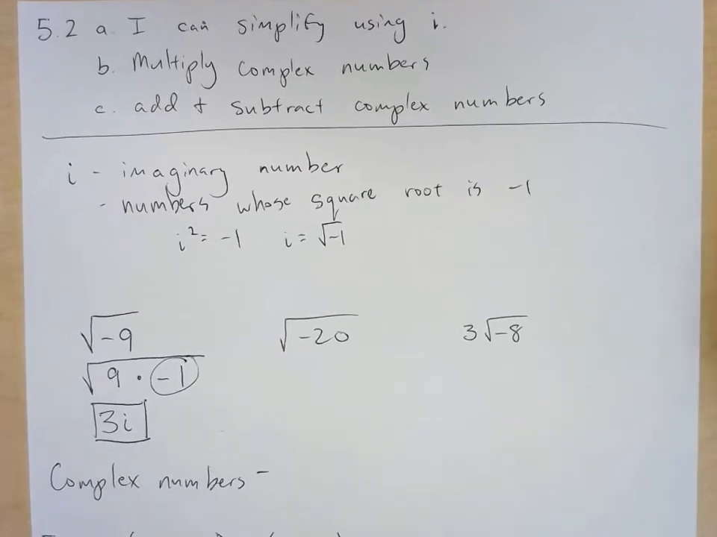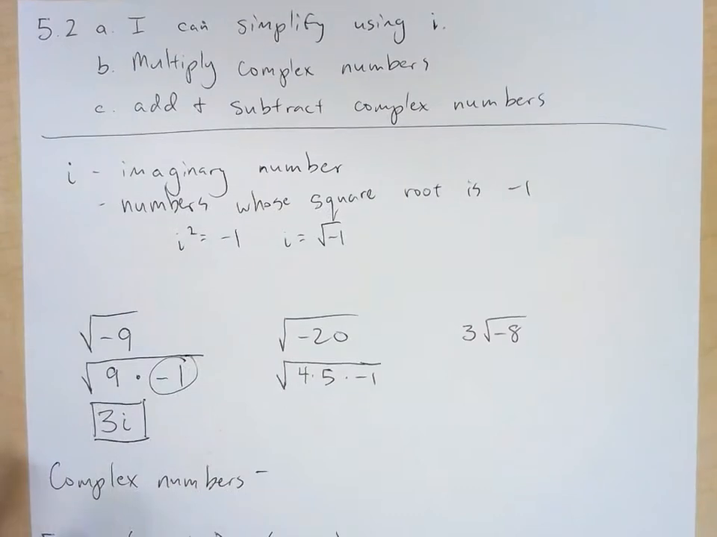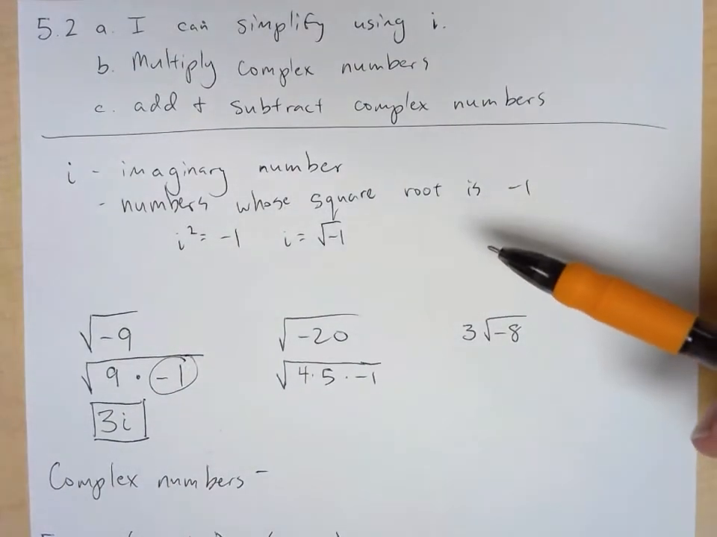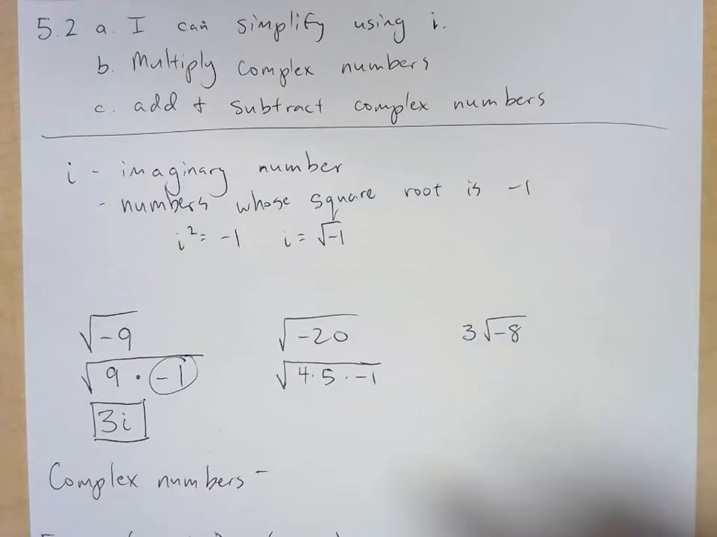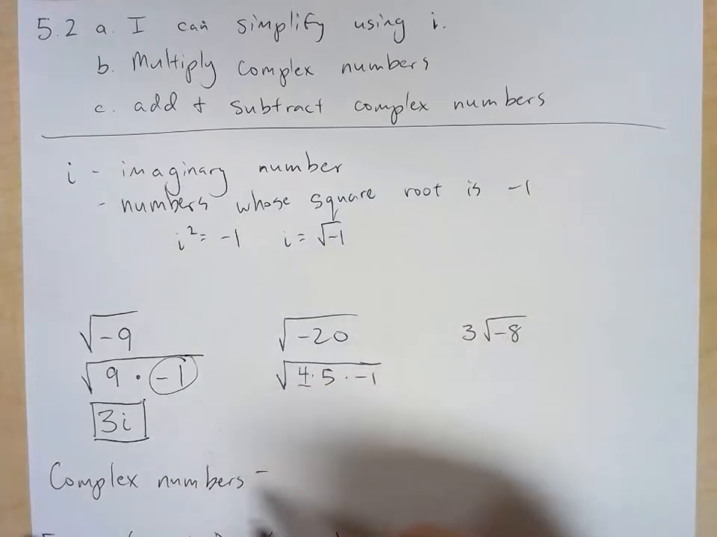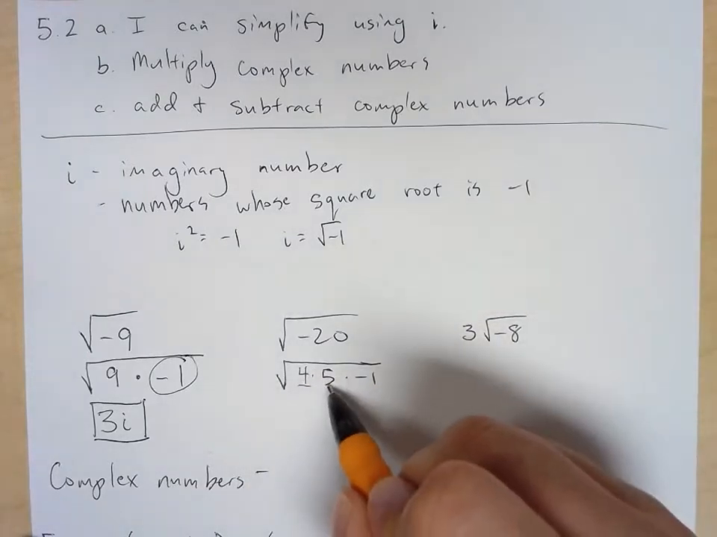The square root of -20, we know that we can say 4 times 5, or if you want to break this down further, you can say it's 2 times 2 times 5, and then you've got a pair of 2's, and you can pull them out. That's fine. I know I can take the square root of 4. It's going to come to the outside and become 2. I can't take the square root of 5, so it's going to stay on the inside.